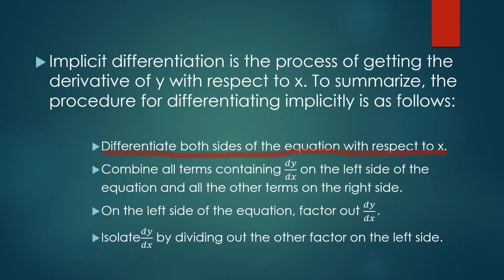The second one, combine all terms containing dy on the left side of the equation and all the other side on the right side. Pagsamasamahin natin yung merong dy over dx and yung walang dy over dx is on the right side of the equation. The third one, on the left side of the equation, factor out dy over dx. And lastly, isolate dy over dx by dividing out the other factor on the left side.